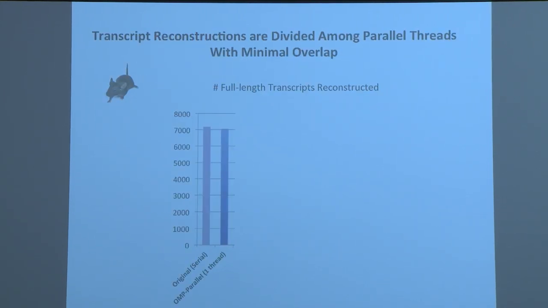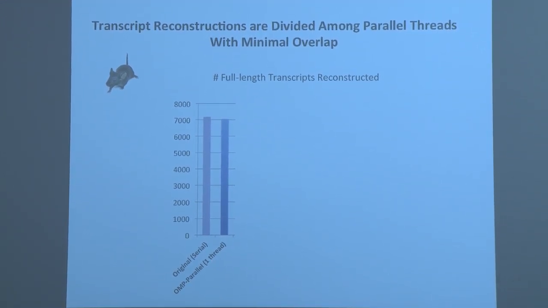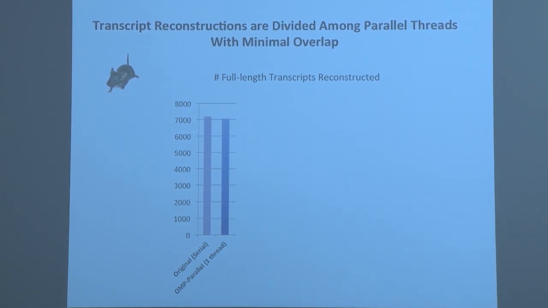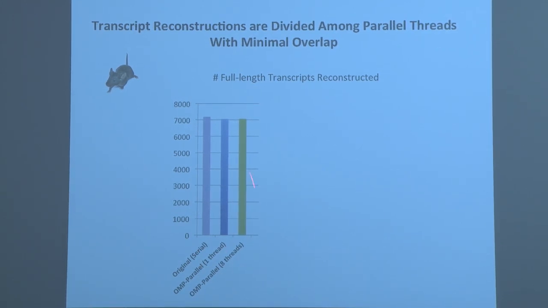Now, we can look and see how well the system works. We have our original Inchworm, which is running in serial, and we have our parallel Inchworm, which I'm going to call OMP parallel. Again, we're not doing supercomputing yet; this is all just running on a regular server that we have in-house. We see we've got reasonable recovery, still a slight difference here that needs to be explained at some point. But then we can run this using 8 threads instead of 1 thread. Now each thread is doing a separate job, and we still end up with similar full-length reconstruction capabilities.